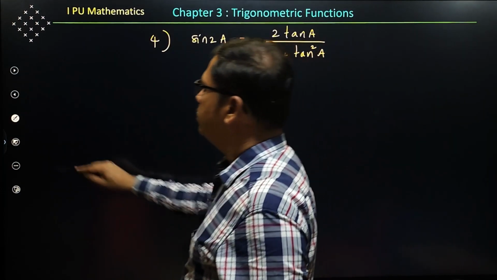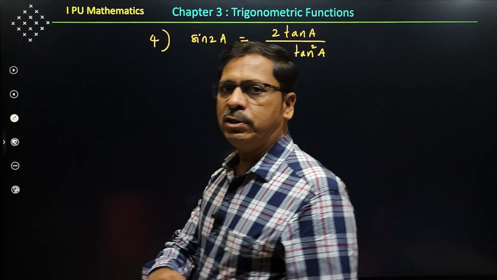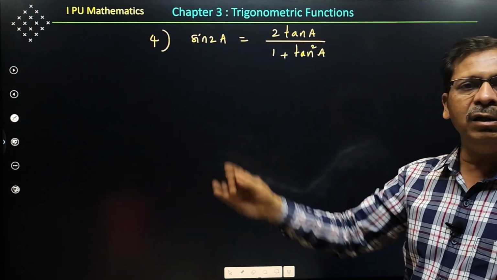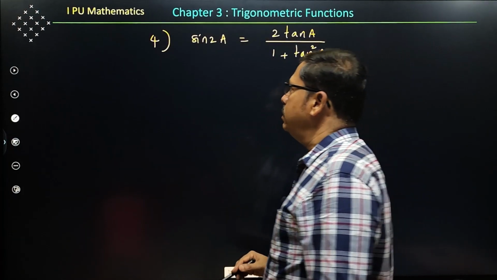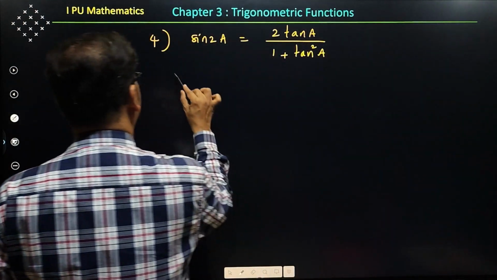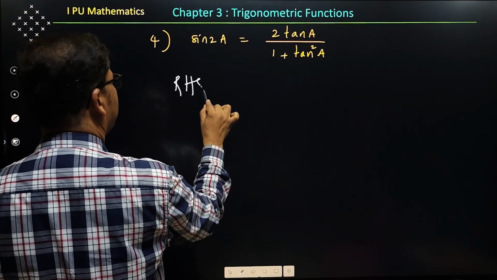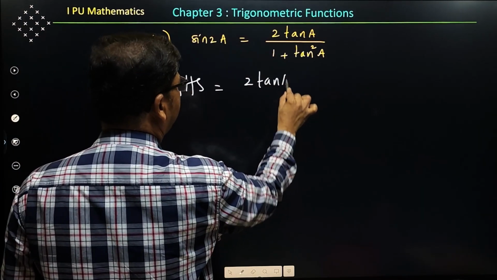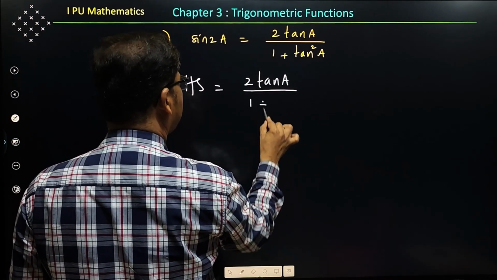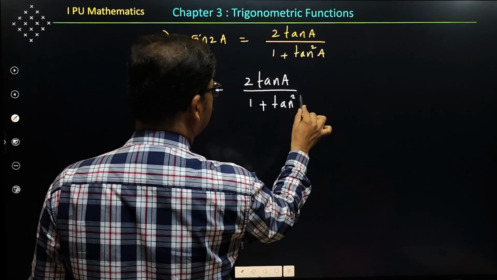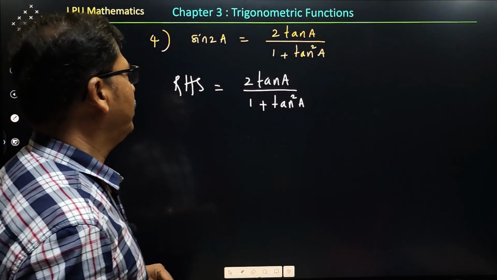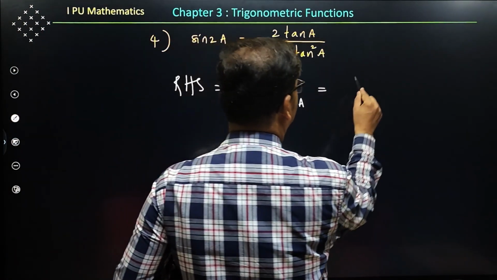In order to prove this result, I would like to consider the RHS part, and then get the left hand side part. See how it can be solved. The right hand side part of this expression is 2 tan a divided by 1 plus tan square a. Write the 2 as it is.